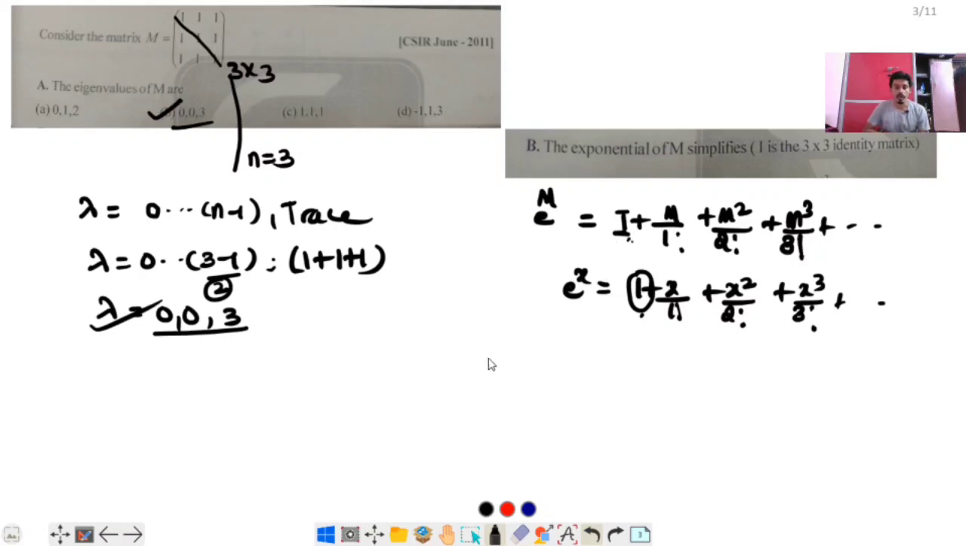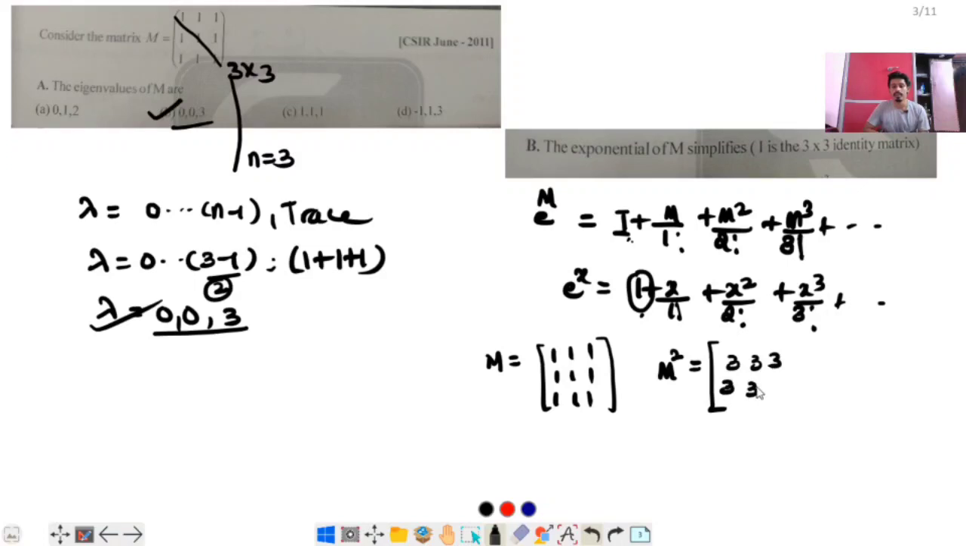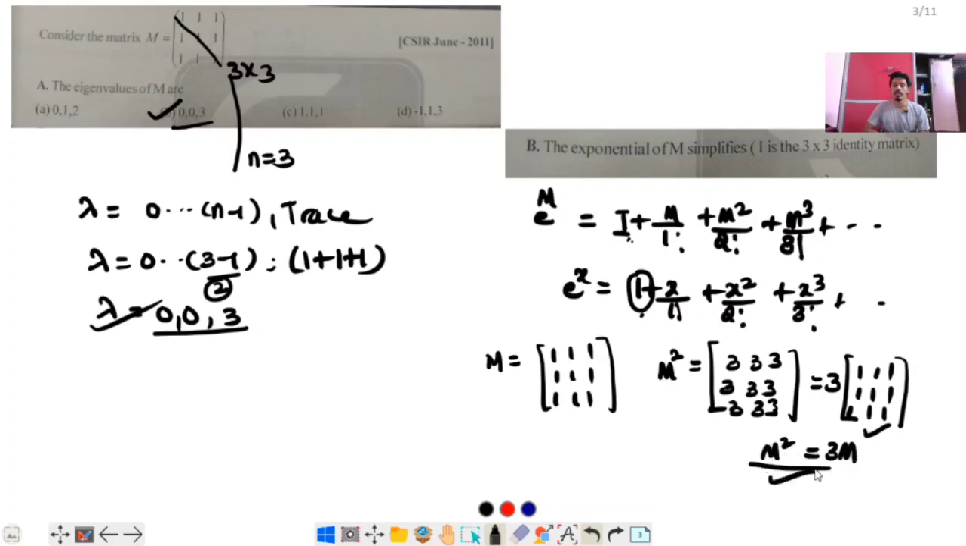Now already you know M is equal to [1 1 1; 1 1 1; 1 1 1]. Now you will find M square. You will get all entries 3. You take 3 common, and you get 3 into the matrix of ones. This is M. So M square is equal to 3M.